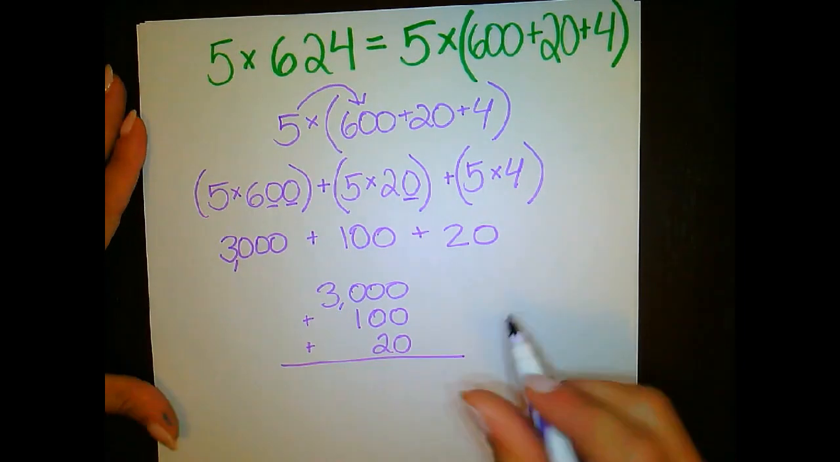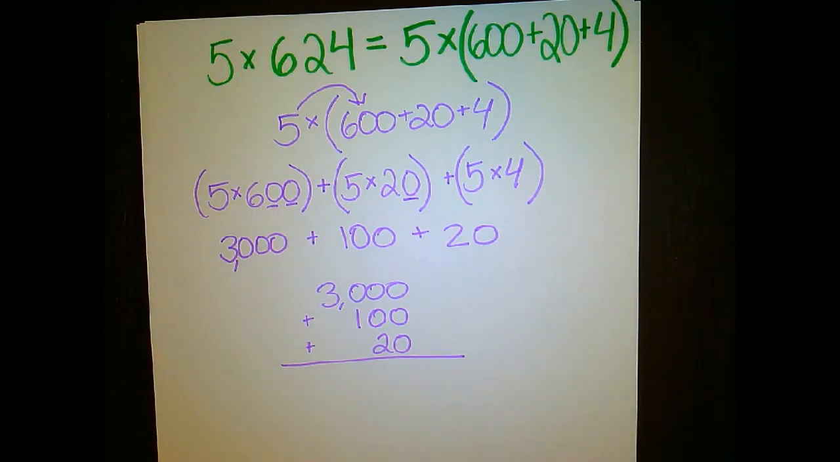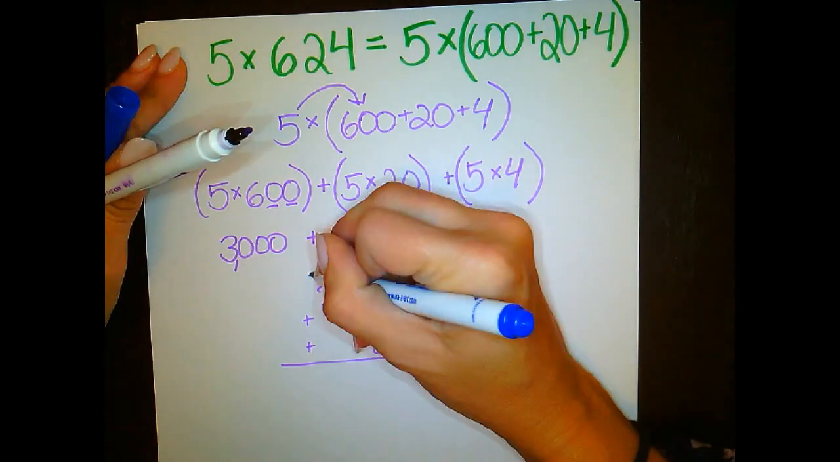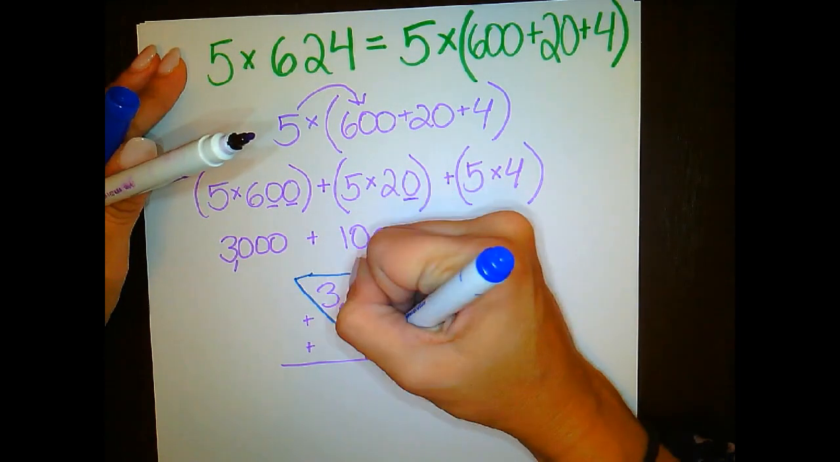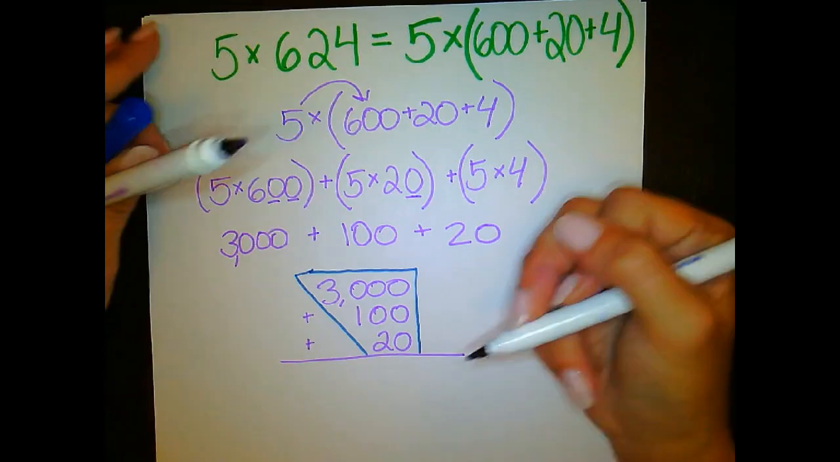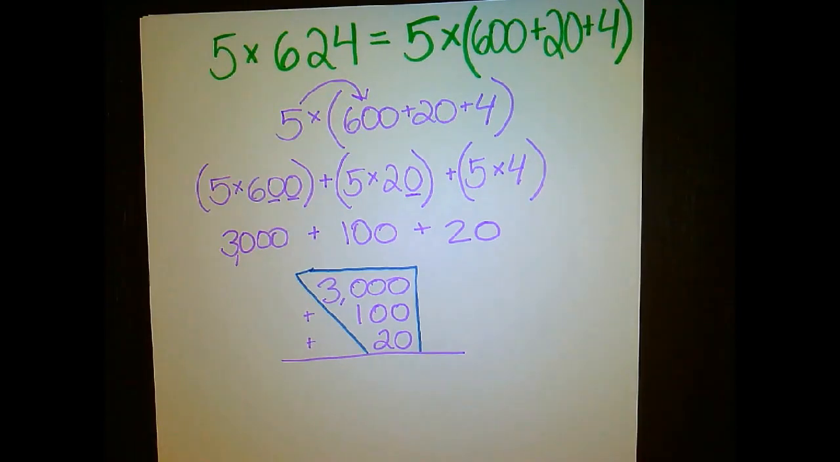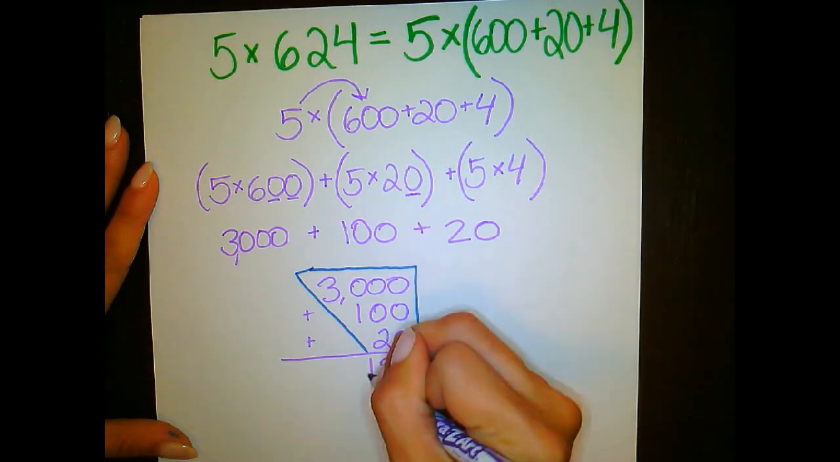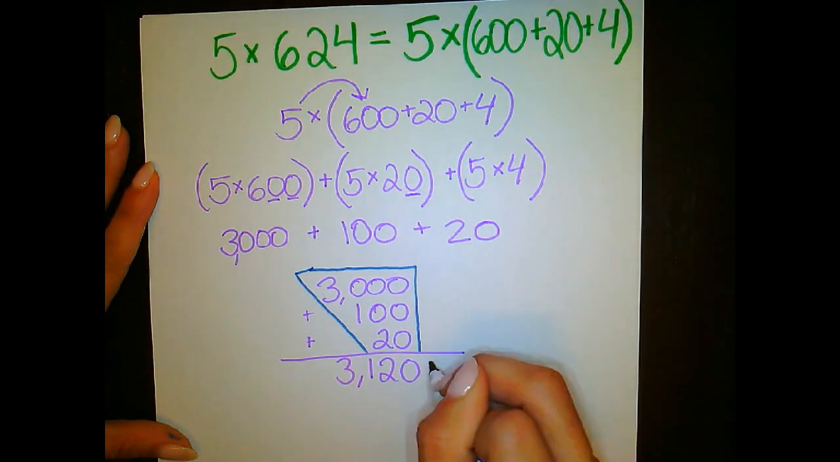Now we add these up: 0, 2, 1, and 3. So this answer is 3,120. That is a quick introduction into our expanded form. Now, I am not expecting you to be an expert on it yet.